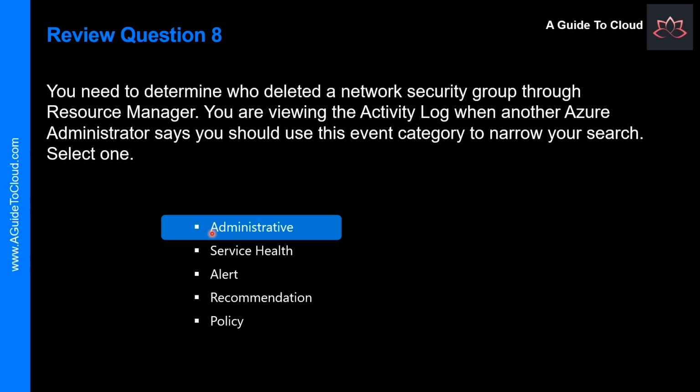The administrative category contains the record of all create, update, delete, and action operations performed through Resource Manager. Examples of types of events you would observe in this category include create virtual machine and delete virtual network group. The administrative category also includes any changes to the role-based access control in a subscription.